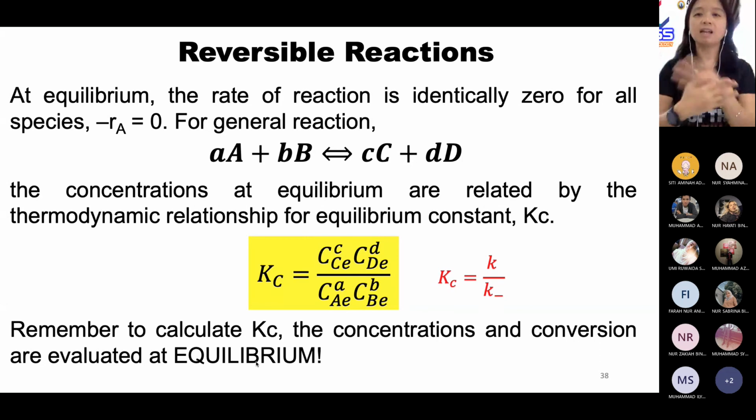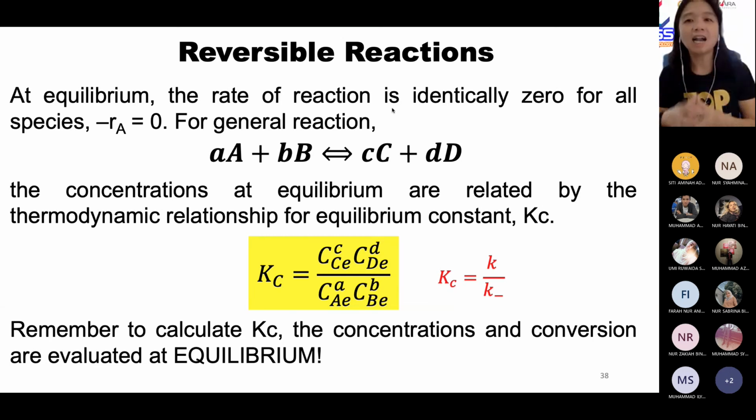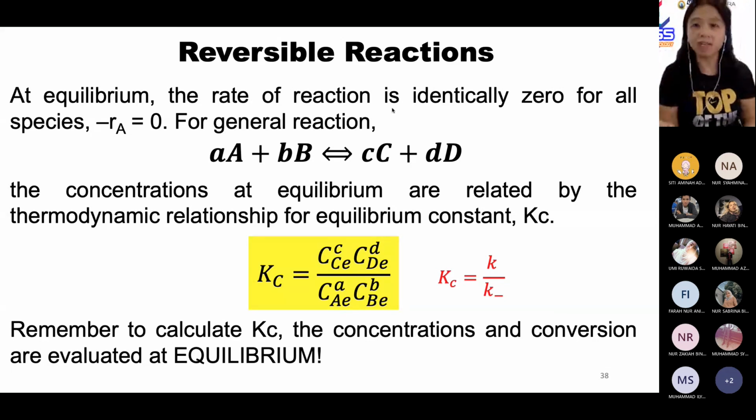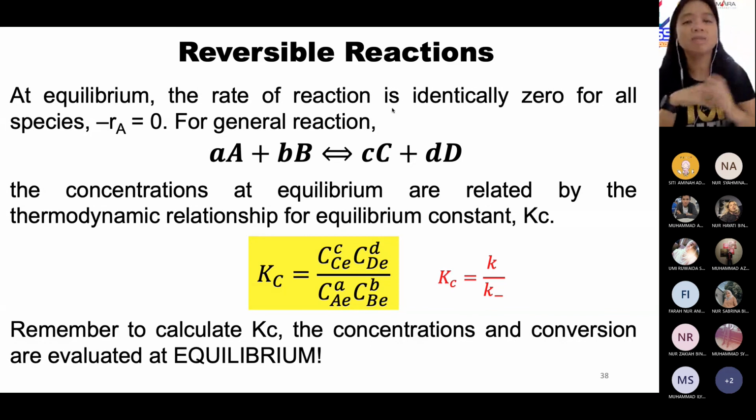Maksudnya, kadar tindak balas ke hadapan dan ke belakang berlaku pada kadar yang sama, maka the concentration no longer changes. So that will only occur at what we call equilibrium, or as they say, the rate of reaction is identically zero for all species. Or we can say minus RA equals to 0. So this only occurs when it reaches equilibrium. And every reaction akan ada masa yang berlainan untuk dia mencapai keseimbangan. Kita tak akan tahu, you have to do a study for you to know bila sebenarnya dia mencapai keseimbangan.